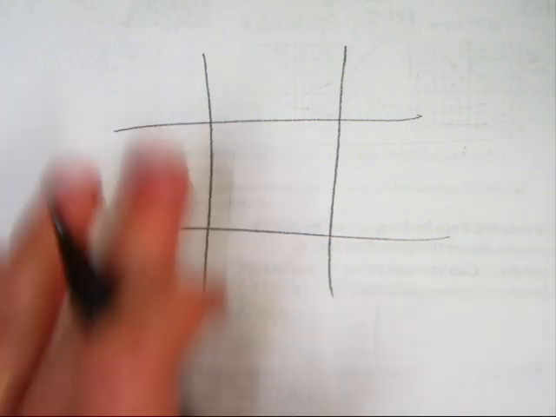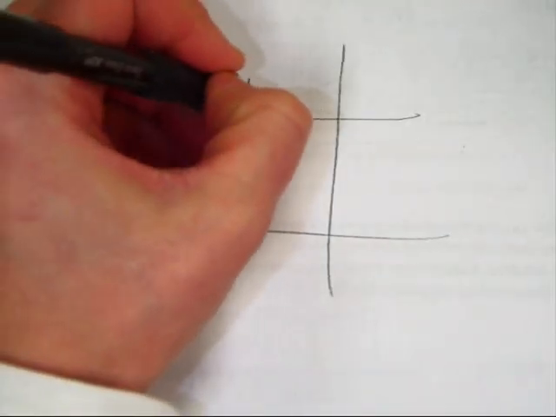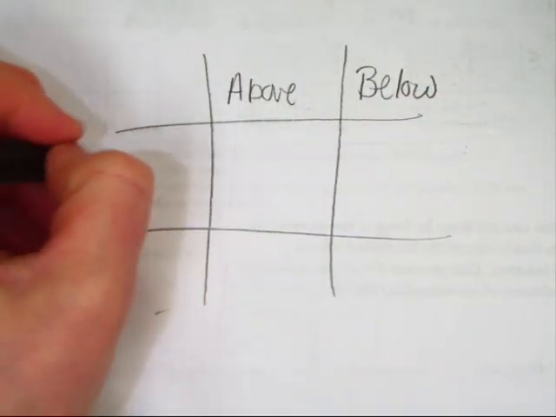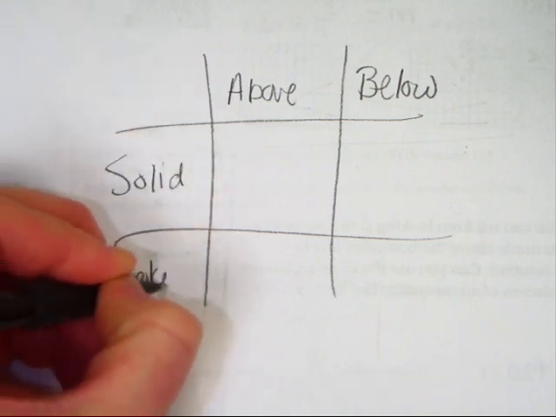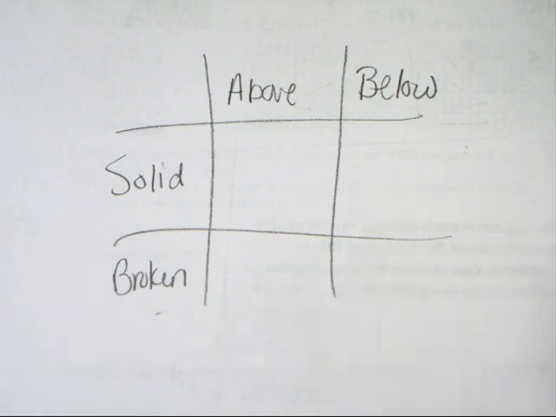The last thing I'm going to show you is a helpful chart that students have asked about in the past. So what I'd like you to do is make a little chart that looks kind of like a tic-tac-toe board. And up here, let's write the words above and below. And over here, I want you to write the words solid and broken. Now this chart is good to begin with, but you should end up memorizing these as we go along.